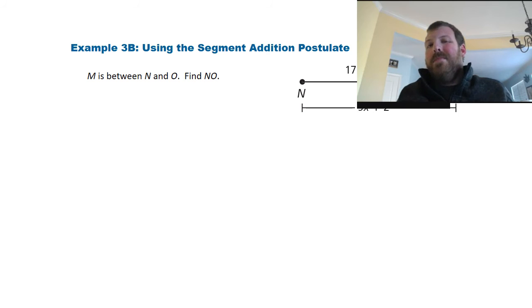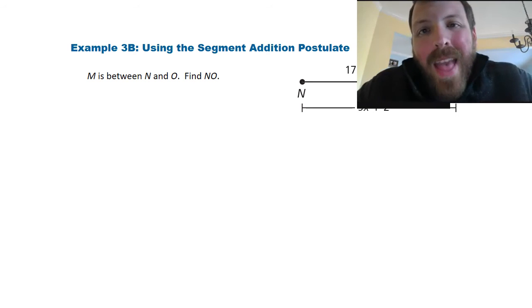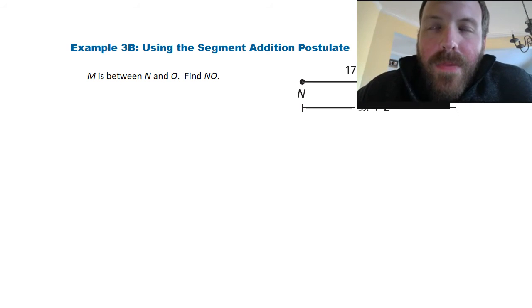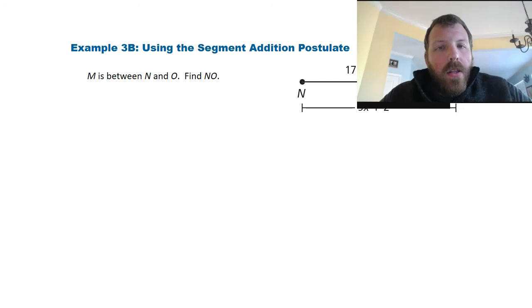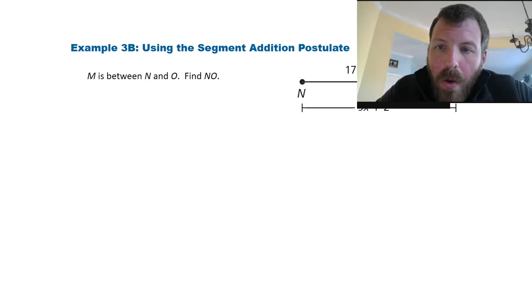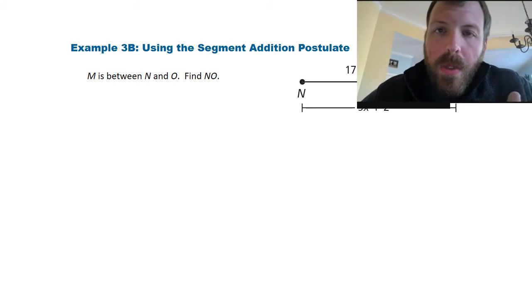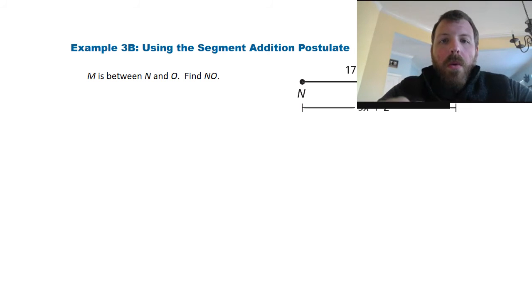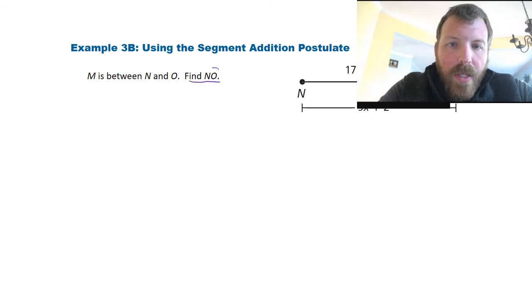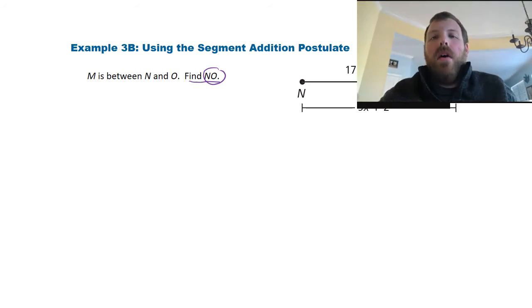All right, so let's get to the big part of this, and that is what happens when I have x values. Let's take a look at the problem. It says M is between N and O. Well, yeah, M is between N and O, and notice it's not in the middle. Between just means sitting somewhere in between. We want to find the length of NO, because that's what that means.